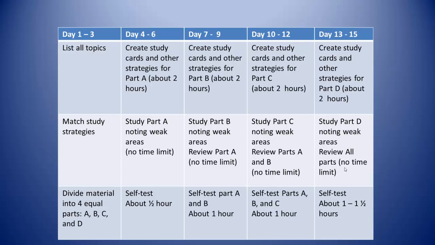Day 7 through 9, students should create study cards and other strategies for Part B, and this should take about 2 hours. They should study Part B, noting weak areas, and review Part A. They're again going for mastery, so there is no time limit. Finally, they should self-test Parts A and B for about an hour.